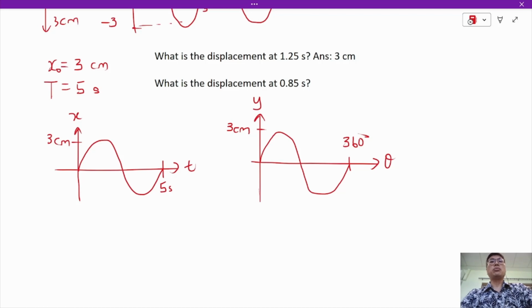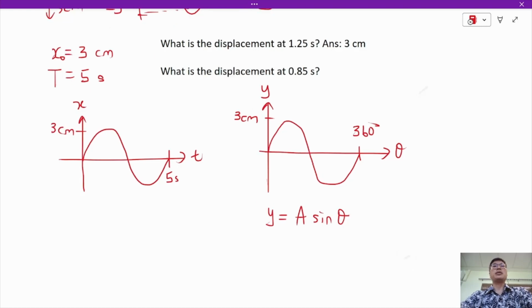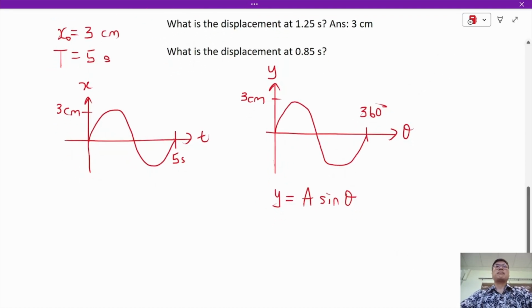Are you able to write the formula for this sine graph on the right? I'll be able to write it as y is equals to a sine theta. Wouldn't you agree? That's how you would find y equals to a sine theta. Now, what about this graph on the left? You get x is equals to 3 sine, but then, of course, you got something weird inside.